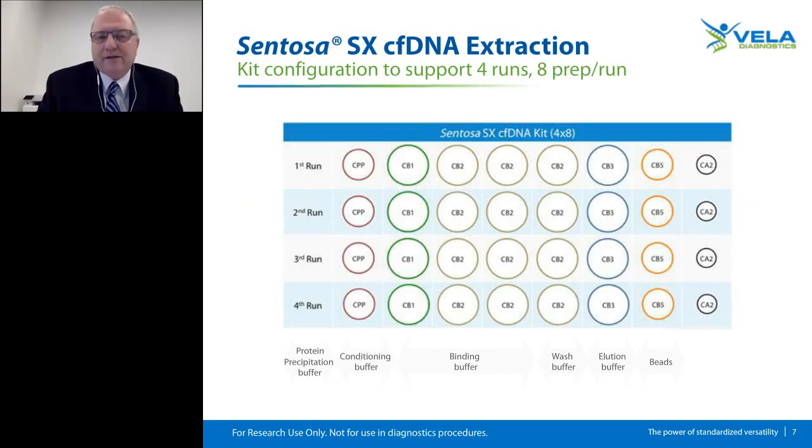So the Centosa SX cell-free DNA extraction kit looks like this. Okay, so it's built for 4 runs with 8 preps per run. Okay, and just like the prior system for the HIV, HCV that Gerd spoke about, the oncology system runs 7 samples at a time with 1 system control. Okay, the kit consists of a protein precipitation buffer, a conditioning buffer, binding buffers, wash buffers, elution buffers, and then the beads and the system control.